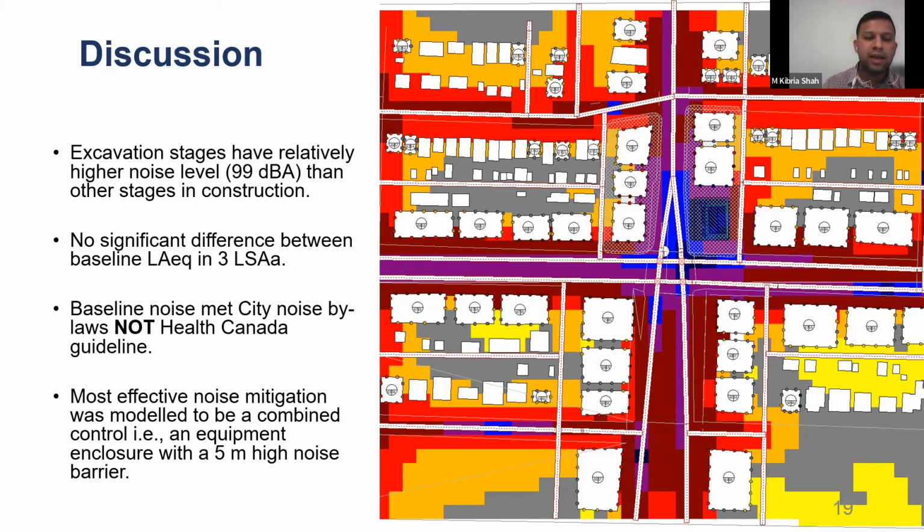And also when we apply those noise mitigations in the model, we found that if we apply the combined noise control, like the equipment enclosure at the equipment level, and also the noise barrier at the site boundary level, the combined control was more effective than any individual single control. So for example, an equipment enclosure with the 5 meter high noise barrier, we found most effective in terms of the level brought down.